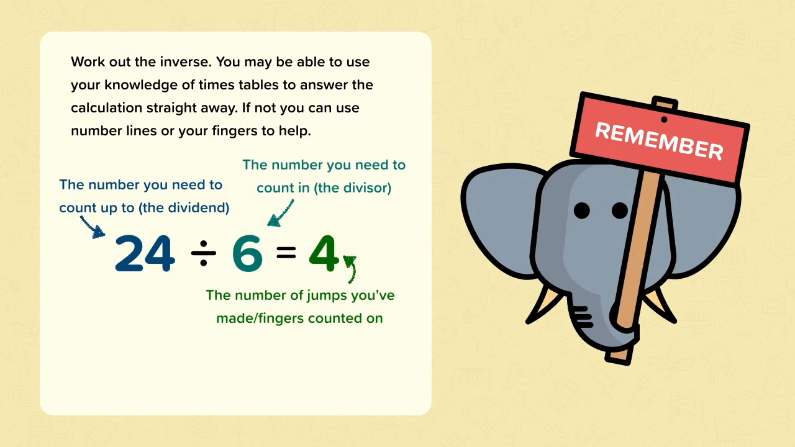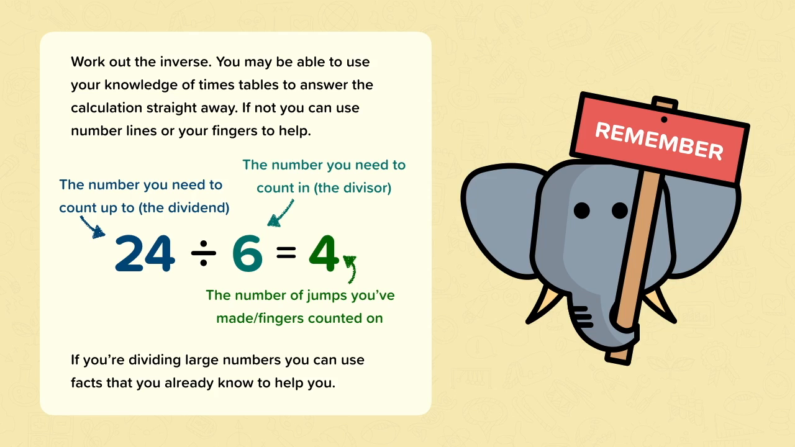So remember, when you're dividing, try to work out the inverse, because you may be able to use your knowledge of times tables to answer the calculation straight away. If not, you can use number lines or your fingers to help you. The first number is the dividend, and this is the number that you need to count up to. The second number is the divisor, and this is the number that you need to count in. The number of jumps you've made, or the fingers that you've counted on, is your answer. And if you're dividing large numbers, you can use facts that you already know to help you.